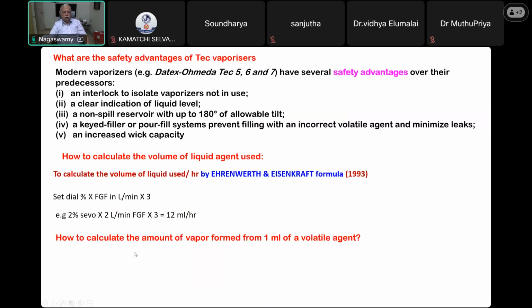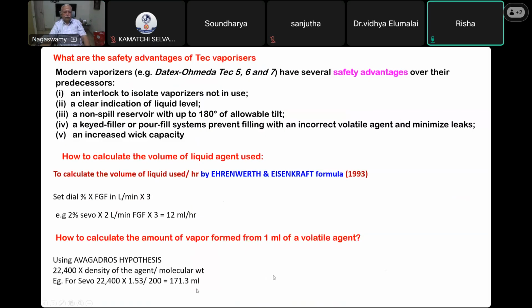So how to calculate the amount of vapor formed by 1 ml of volatile agent? Sir, using Avogadro's hypothesis. Hypothesis, correct. So 22.4 liters, that is 22,400 ml, multiplied by the density of the agent divided by the molecular weight, that will give the amount of vapor that will be formed by that.